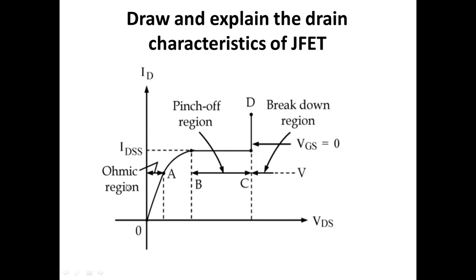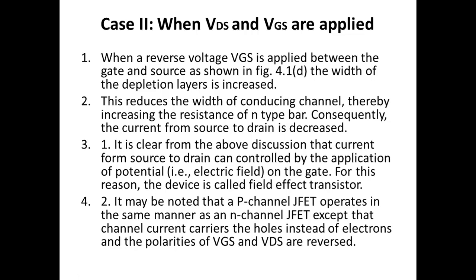As VDS increases, even a large change in VDS gives only a small change in IDSS. This is because as VDS increases, ID increases, which in turn increases the reverse bias voltage across the gate-source junction. As a result, the depletion region grows in size, thereby reducing the effective width of the channel.